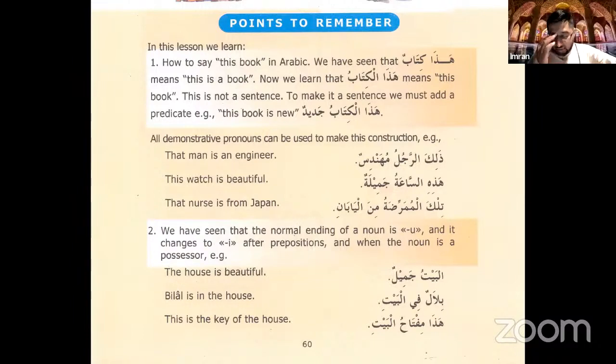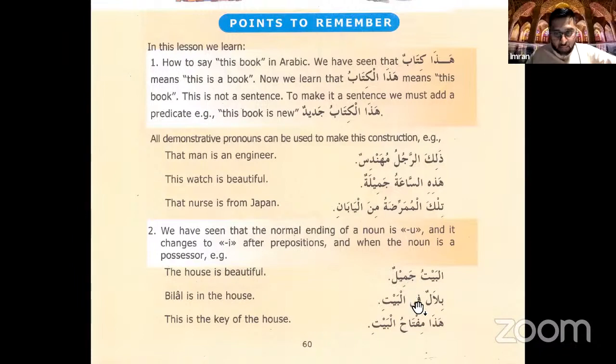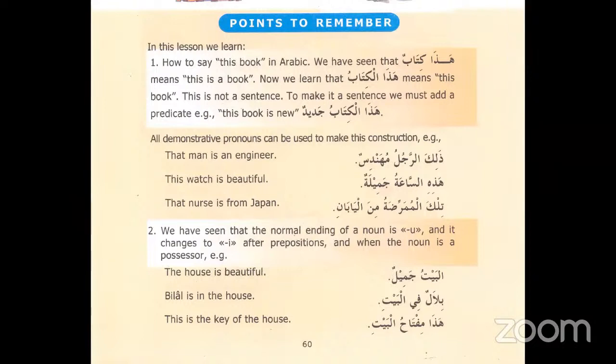So these are the 2 things which will never come with a mudaf ilay. So jamilun, a single word, is the khabar; fil bayti, jar and majroor, is the khabar; and miftahul bayti, a mudaf ilay, is the khabar. Is this clear so far for everyone? Yes, Sayyid Farhan Rizvi? Sir, I'm trying. I'm understanding.